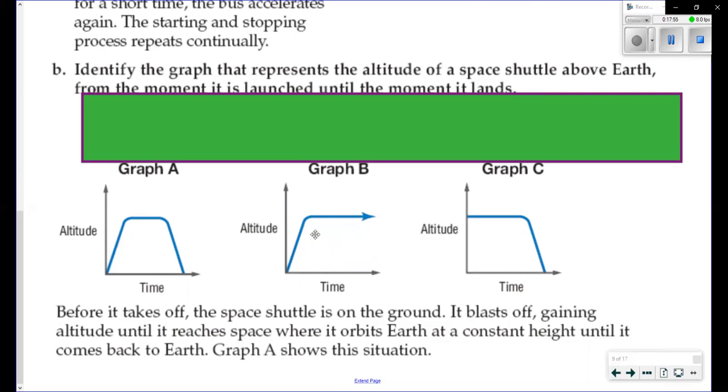Here, graph B is just showing that this space shuttle is still out in the universe, and there must be a problem because it can't come back to Earth. And it shows that the space shuttle started outside in space, and then it's coming back down. But we're looking for where it started on Earth and then came back to Earth again. So A is the best representation.